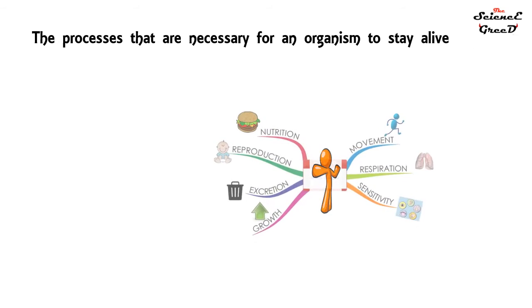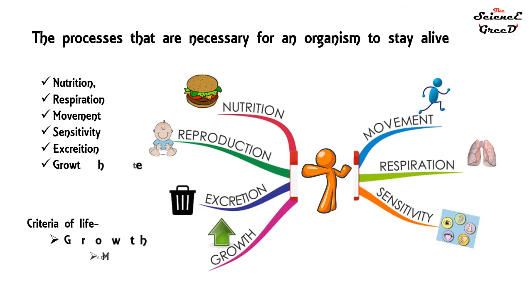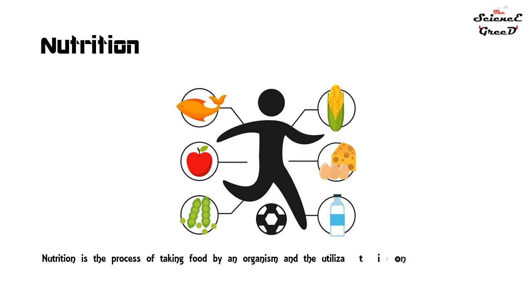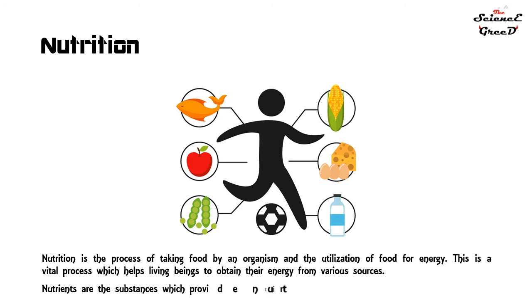What are the life processes? The processes that are necessary for an organism to stay alive, such as nutrition, respiration, movement, sensitivity, excretion, growth, etc. What is nutrition? Nutrition is the process of taking food by an organism and the utilization of food for energy. This is a vital process which helps living beings to obtain their energy from various sources. Nutrients are the substances which provide nutrition.